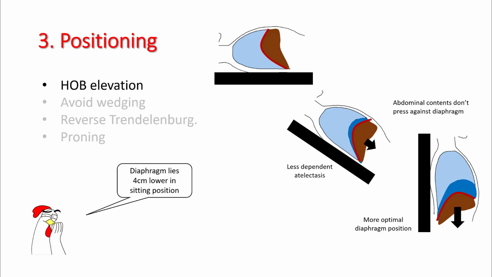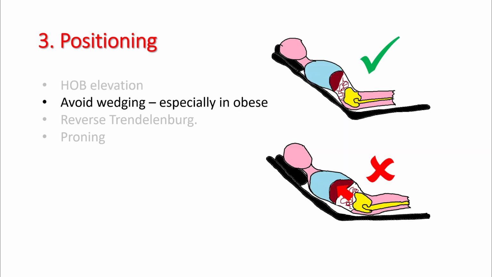Positioning goes a long way in improving compliance of the lungs. Head of the bed elevation is the simplest thing that you can do. Whenever you raise the bed, your abdominal contents don't press against the diaphragm. There's less dependent atelectasis and there's a more optimal diaphragmatic position. So head of the bed elevation is very important and the simplest thing that you can do on the floors.